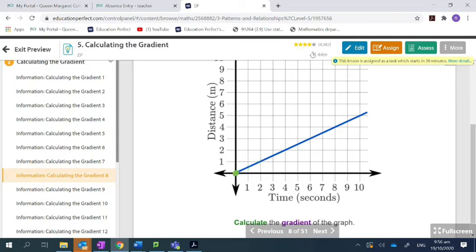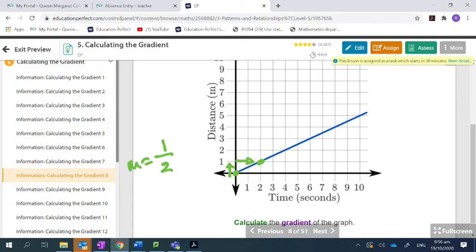Now, could I have picked different points? Sure. But to get from here to here, Tianyi, I had to go up how many units? 1. And then to the right, how many units? 2. And will 1/2 reduce? No. So the gradient is 1/2. And we always label it what letter? M.